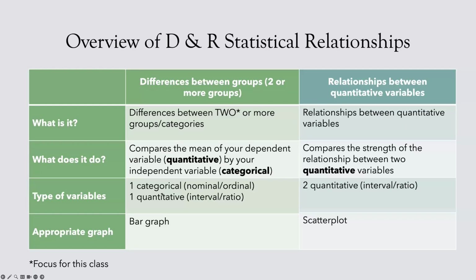And to do that, what we want to look at is what type of variables we have. So if we have a categorical variable and we want to look at the difference in some quantitative variable across those categories, then that is a difference between groups. So you need one categorical variable and one quantitative. And then for a relationship between variables, you're going to have two quantitative variables, or two interval ratio.